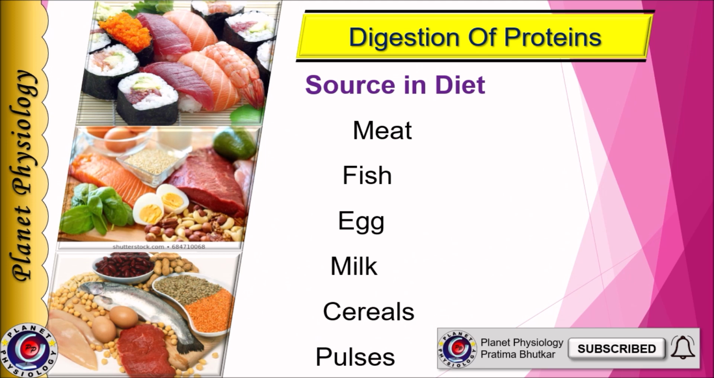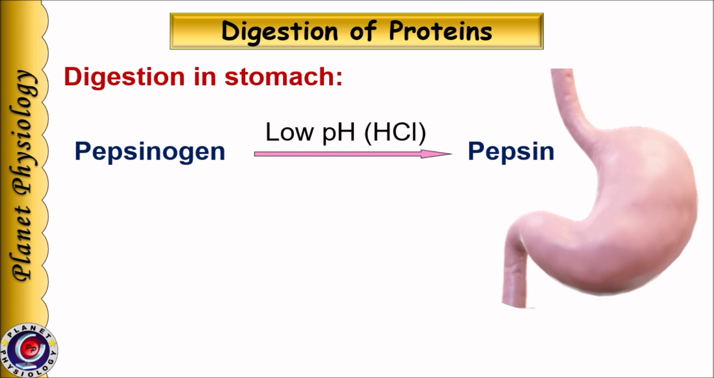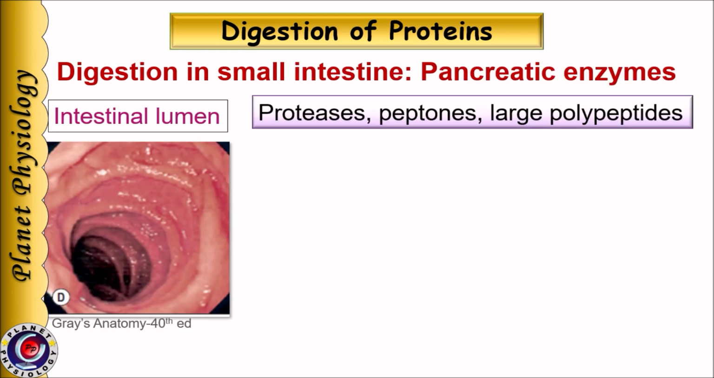Major sources of proteins in diet are meat, fish, egg, milk, cereals and pulses. Protein digestion begins in stomach. Gastric juice contains enzyme pepsinogen which gets activated to form pepsin in presence of hydrochloric acid. Optimum pH for action of pepsin ranges between 1.6 to 3.2. It causes 10 to 20% of the protein digestion and mainly digests collagen.